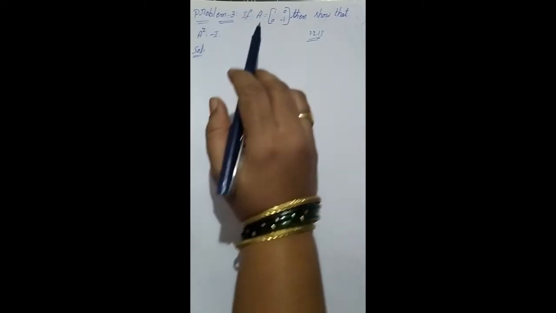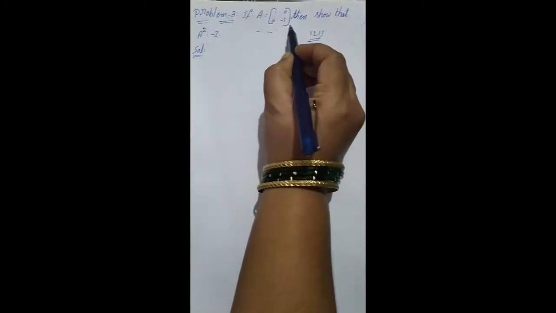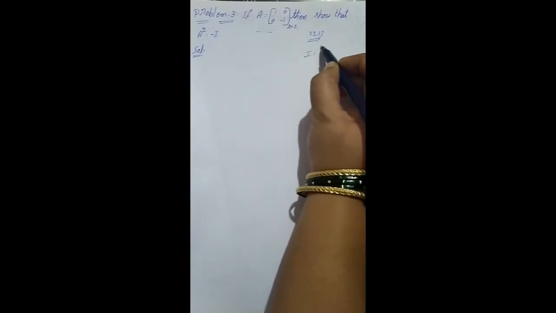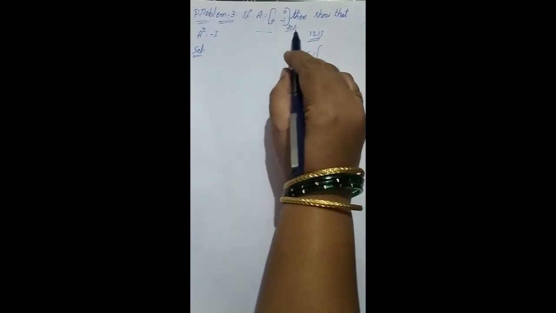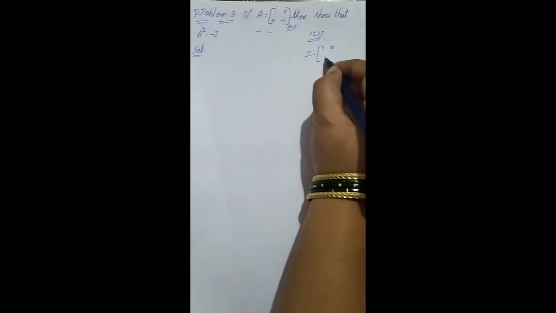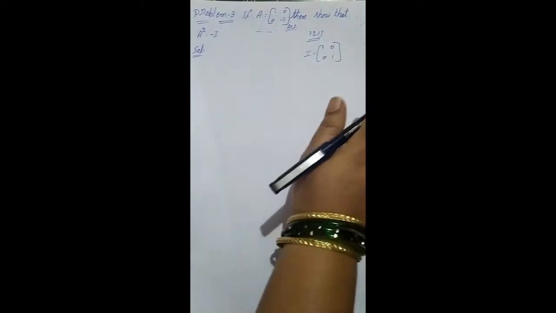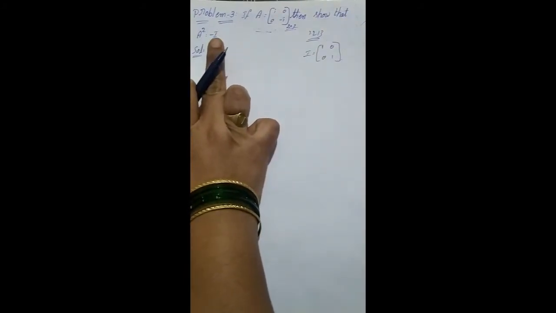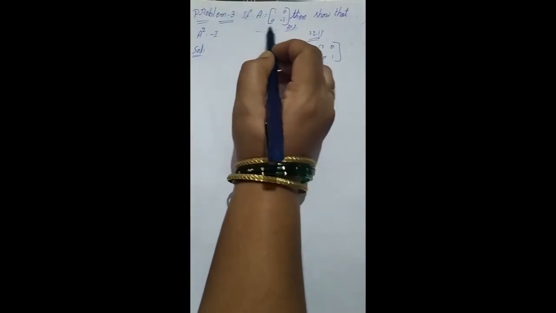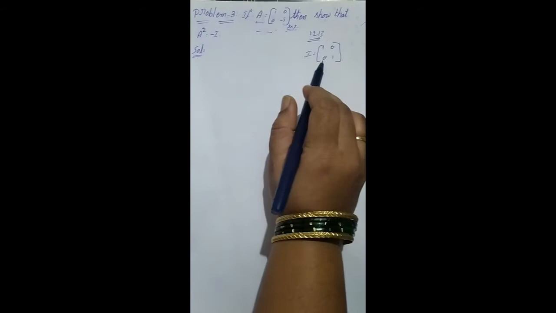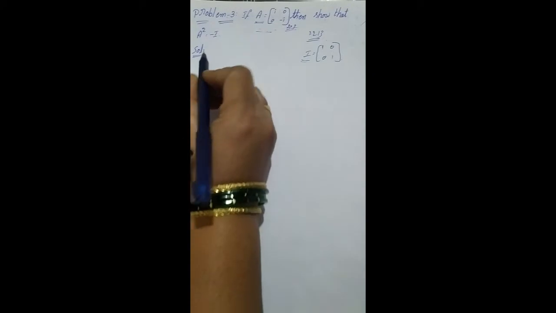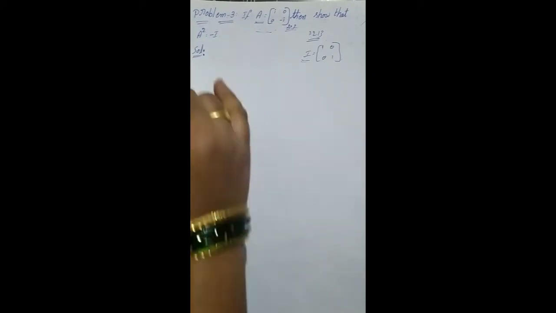In this problem, we are given the matrix A of order 2 by 2. Then we have to show A squared equals -I. Already we know I is an identity matrix of order 2, so I is [1 0; 0 1]. In this problem, we have to show A squared equals -I, that means the square of the matrix A is equal to the negative of the identity matrix. Next, we go to the solution.